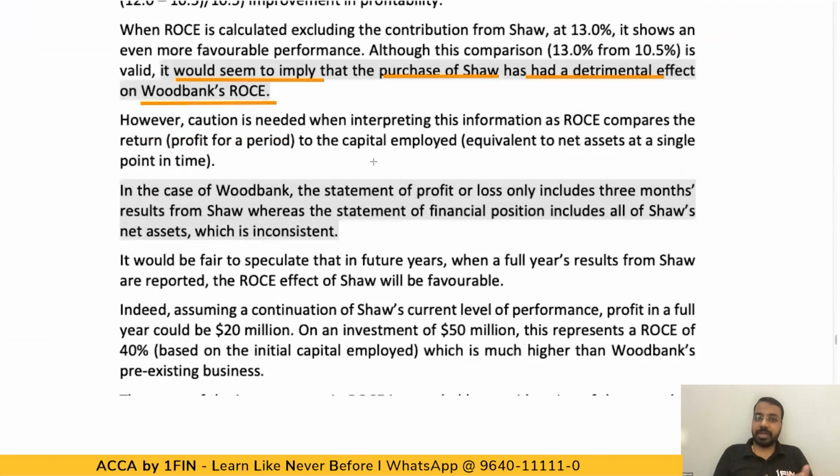Also, in the class when we were discussing, we said that we are including the profits for 3 months, revenue for 3 months, assets for the full year. Again, that may not be a correct way to compare.